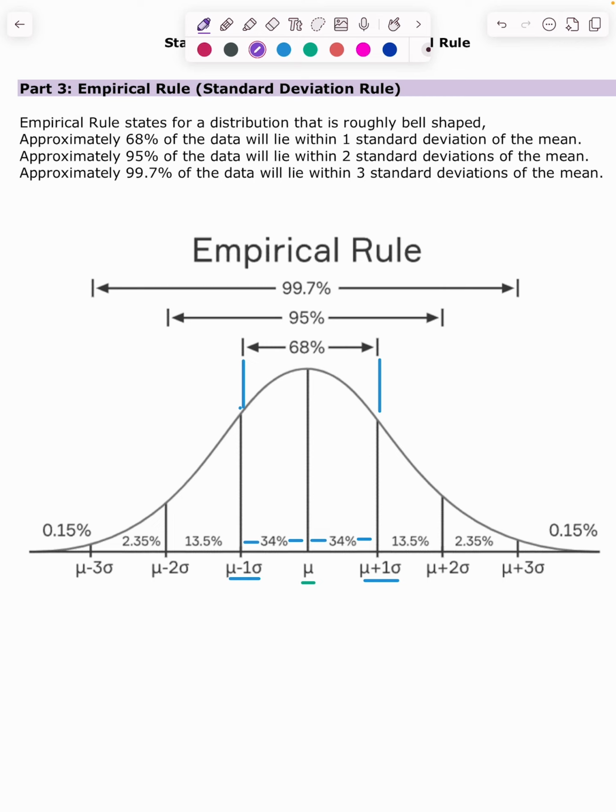If we take the mean and we subtract the standard deviation 2 times, and then we add the standard deviation to the mean 2 times, 95% of the data is going to fall between whatever those two numbers turn out to be. And then 13.5% of the data is going to be between that 2 standard deviations below number and the 1 standard deviation below number. And then 13.5% is going to be between the 1 standard deviation above and the 2 standard deviations above.